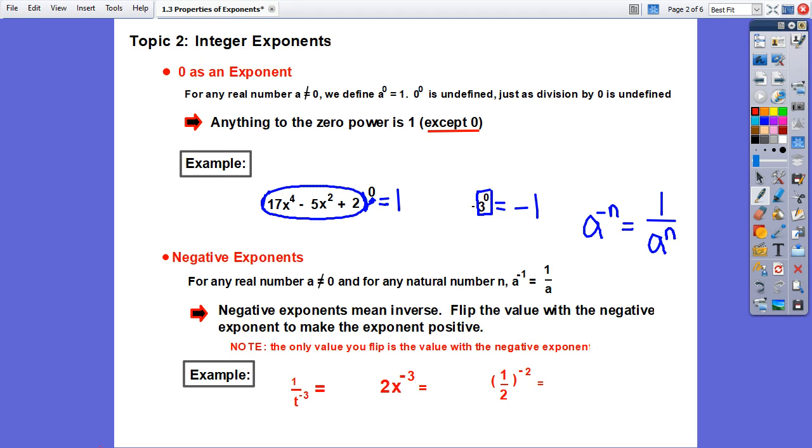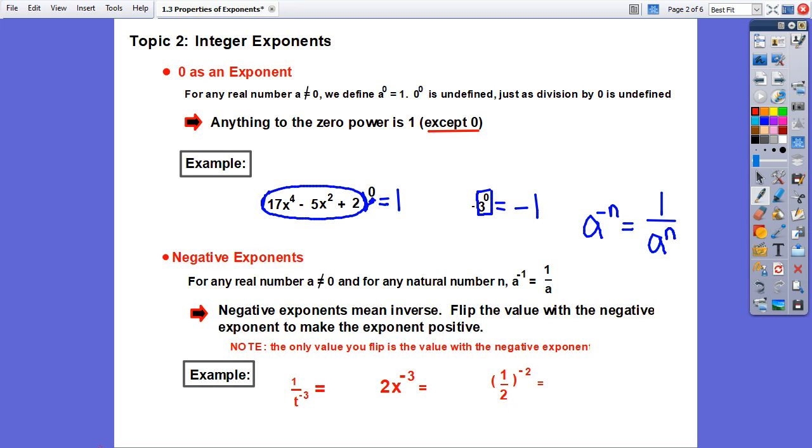Negative exponents. I'll say, oh, negative exponents, what do you do? And you say, flip it. And I'll say, what is it? And that pronoun it represents the base with the negative exponent. So again, just like the 0 exponent, not everything gets flipped, only the base that has the negative exponent.